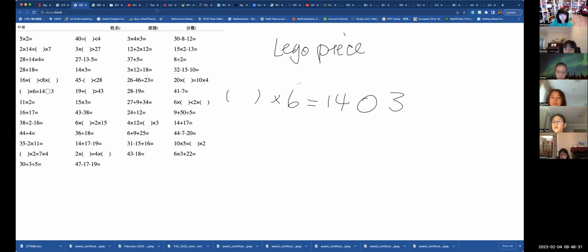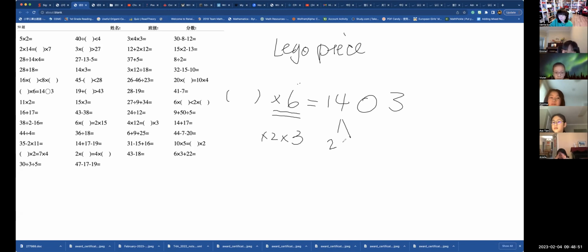Okay, so everybody, let's take a look at this one. So what does the Lego piece make? For me, when I see times 6, I don't see times 6. I see times 2 and times 3. Get it? Okay, so when you see 14, what do I see?